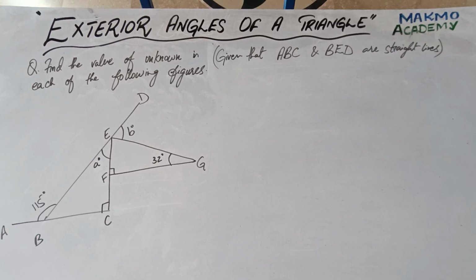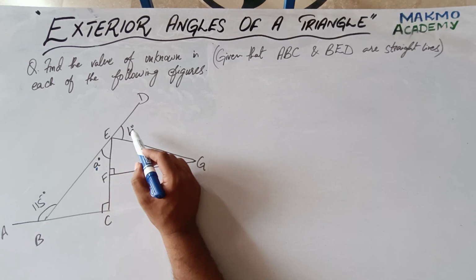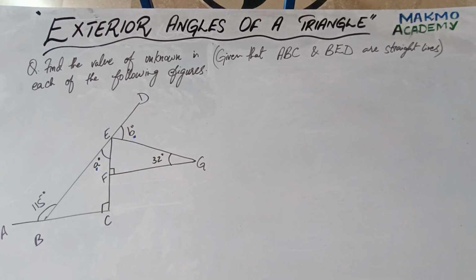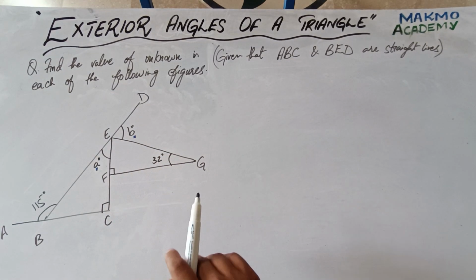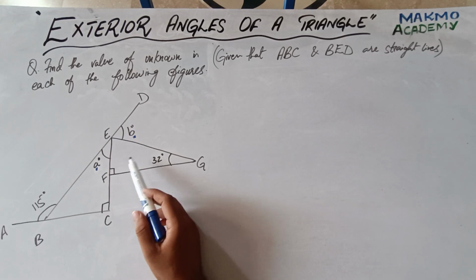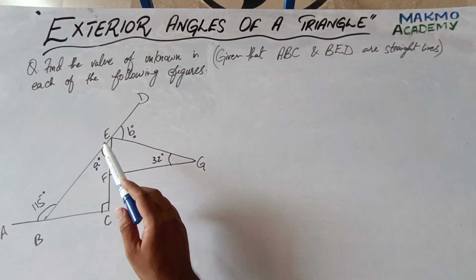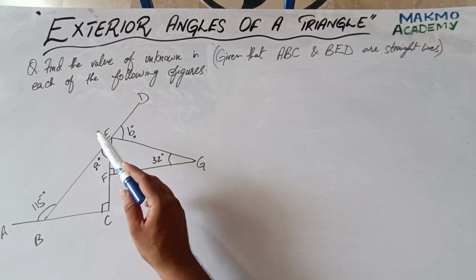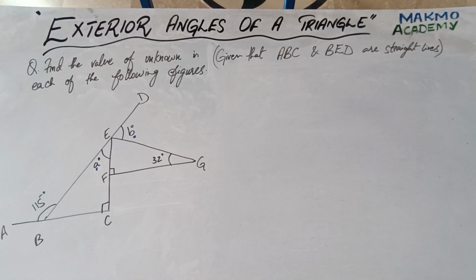So how many unknowns are there? Angle A and angle B. These two are the unknown angles in this figure. In this figure we can see that there are two triangles, BCE and FGE or FEG. So by using all those properties which we know very well, we need to find the value of the unknowns.